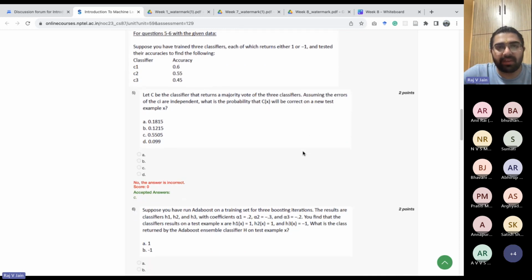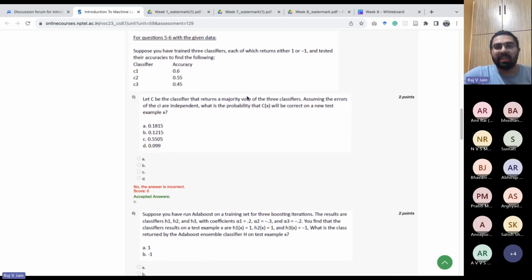Question number 5 and 6. So we have been given 3 classifiers which return plus or minus 1, and tested and their accuracies are as follows, right? So it is 0.6, 0.55, 0.45. Now we have a classifier C, which is a majority vote of these 3 classifiers. So some sort of an ensemble model. Now, assuming the errors of Ci are independent, what is the probability that C of X will be correct on a new test example, right? So how would you solve this question?